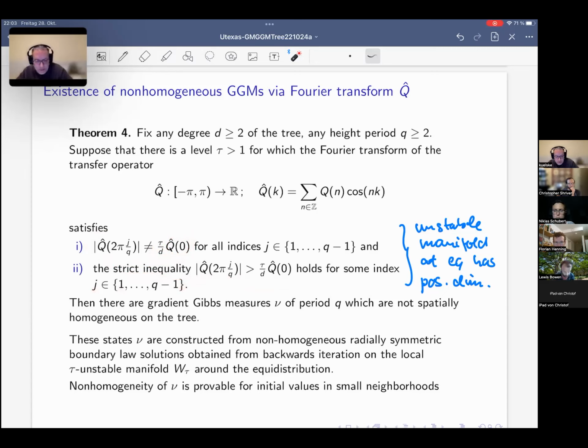This is where it comes from: it says that the unstable manifold of this HQ operator really has a positive dimension. This turns out after computation to be related to the Fourier transform in this very nice way. Tau is a parameter you could think of as 1. If it's not 1, you can play a bit around it and vary it a little away in order to avoid degeneracies and neutral eigenvalues. So if you have this, there are gradient Gibbs measures of period q which are not spatially homogeneous.